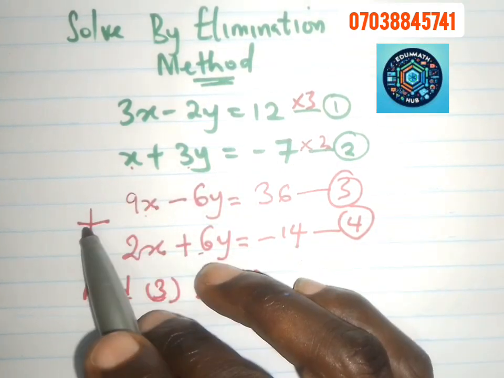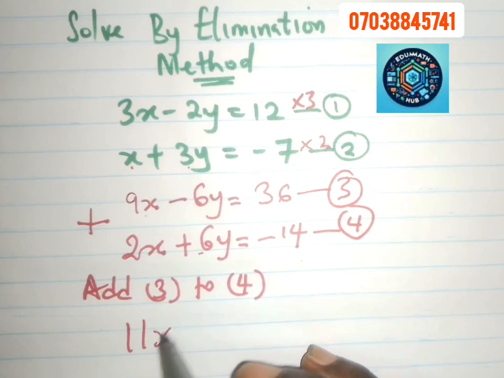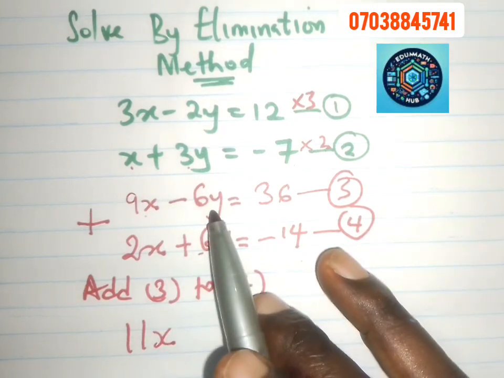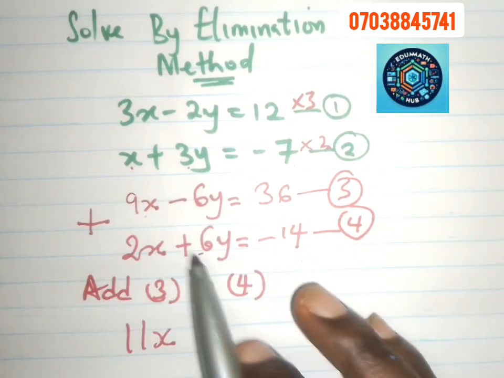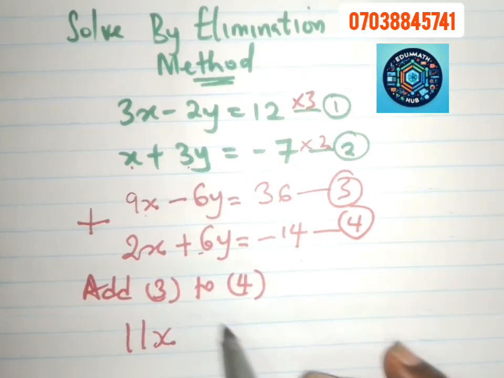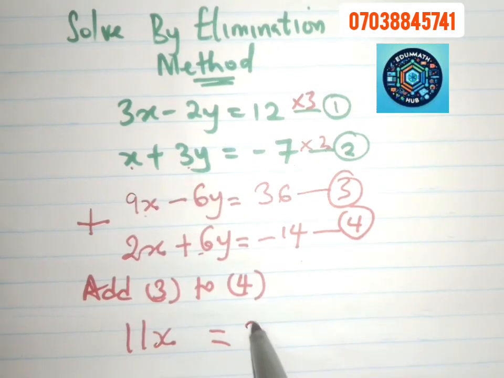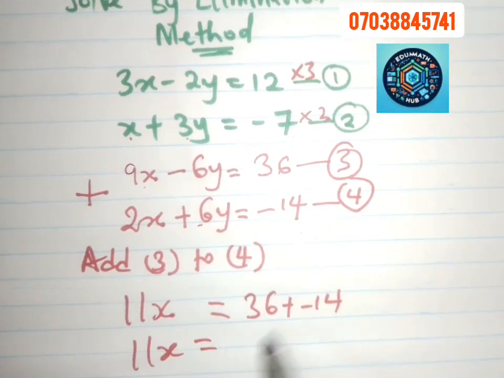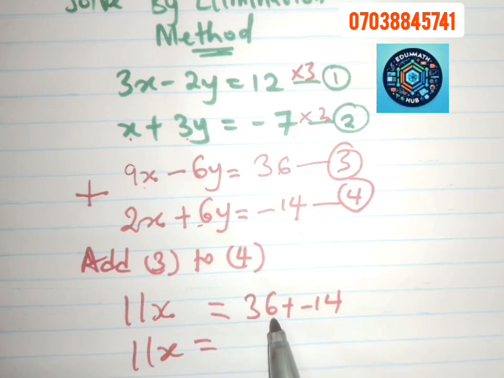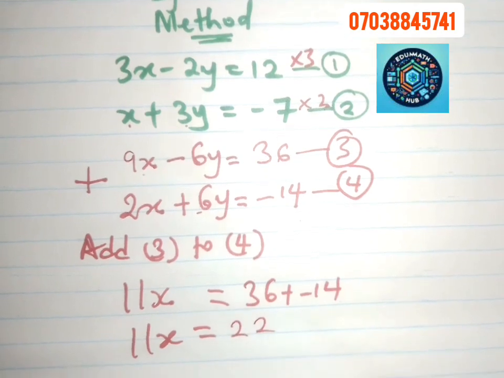So 9x plus 2x, that will give you 11x. Minus 6y plus 6y, that will give you 0. So just ignore that. Then you have 36 plus minus 14. Okay, so 11x is equals to 36 minus 14. That will give you 22. So you have 11x equals to 22.